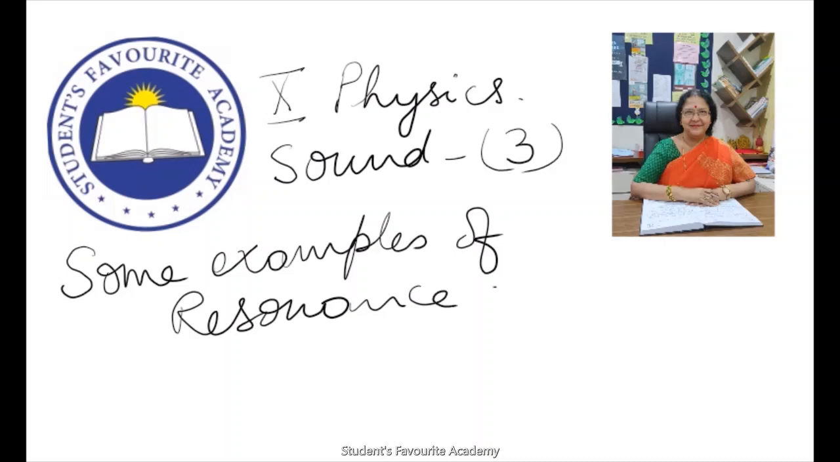What is resonance? Resonance is a special case of forced vibrations. When the frequency of the externally applied periodic force on the body is equal to the natural frequency of the body, then the body starts vibrating with an increased amplitude. This phenomenon is known as resonance. The vibrations of large amplitude are called resonant vibrations. So when does resonance occur? When the applied force has the same frequency as the natural frequency of the body on which the force is applied.